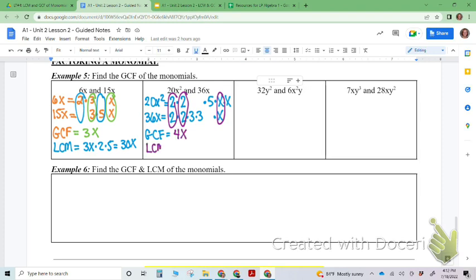And then for your LCM, you're taking your GCF times any of the columns that are left over. So 3, 3, 5x. So 3 times 3 is 9, times 5 times x, and then that gives us 180x squared. If you're feeling confident, go ahead and try these next two, the 32y squared, 6x squared y, 7xy cubed, 28xy squared.